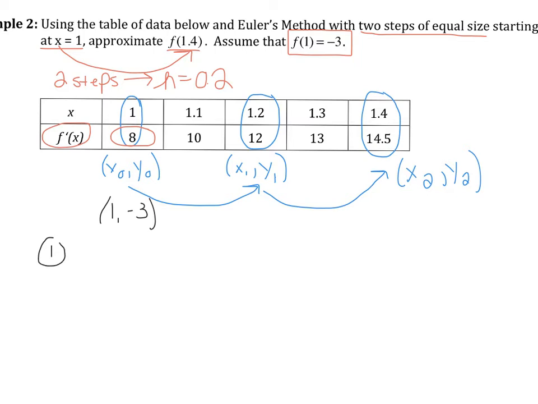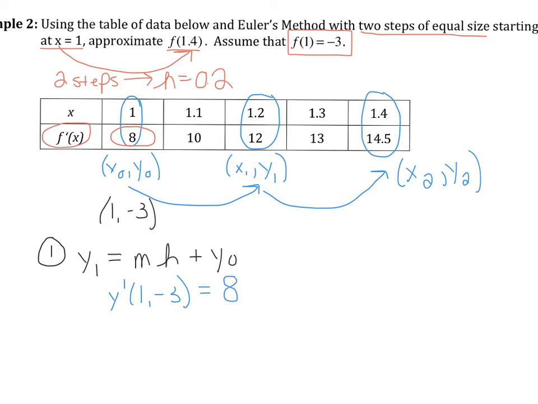So we know that y1 will be given by our slope times our step size plus y0. Okay, so y1, well, we need to get our slope, right? So y prime at our starting point x naught, y naught, so at 1, -3, let's see. Well, doesn't matter what the formula is, right? Y prime of 1, that's given in the table. It's 8. F prime of 1 is 8. And that's what's nice about the tables. It kind of just lands in your lap.